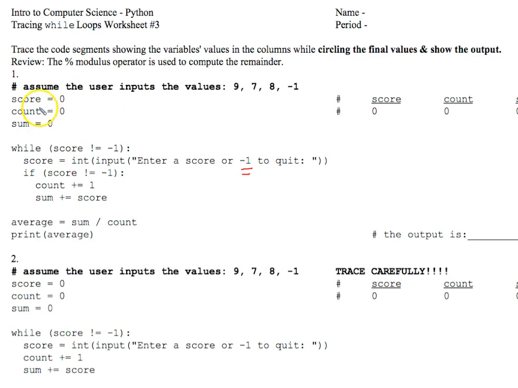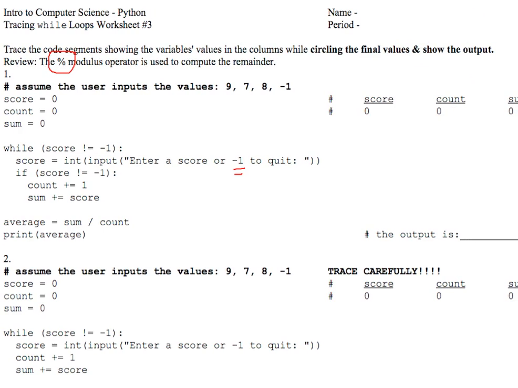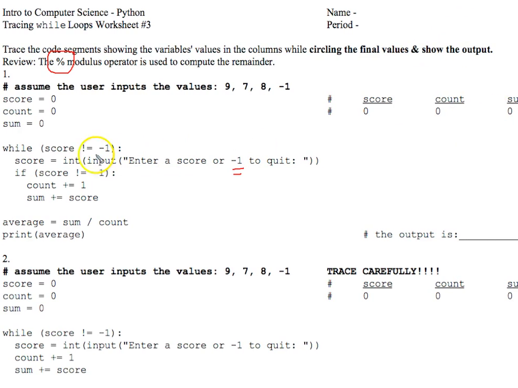Number 1, little code segment here. Look up the modulus operator from earlier in our school year. If you don't understand what the percent symbol does, it gets used in one of the exercises below. Let's proceed with number 1. So we have score 0, count 0, sum 0. Three variables, and they were all set equal to 0 over here. And you can see that reflected.